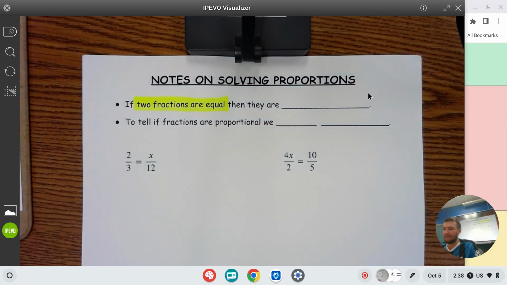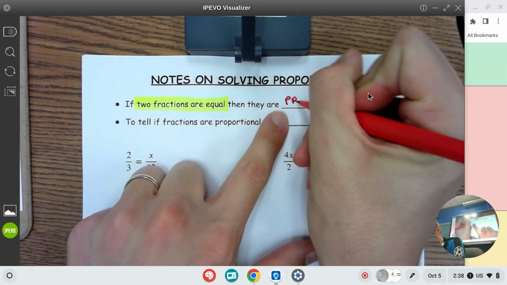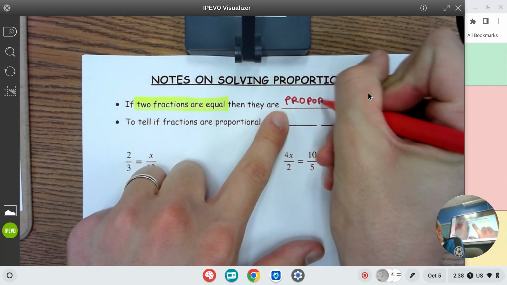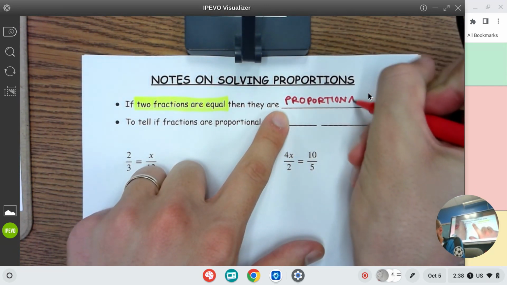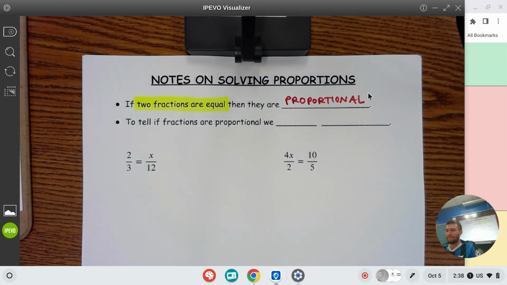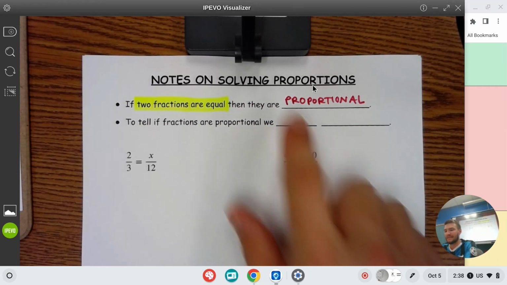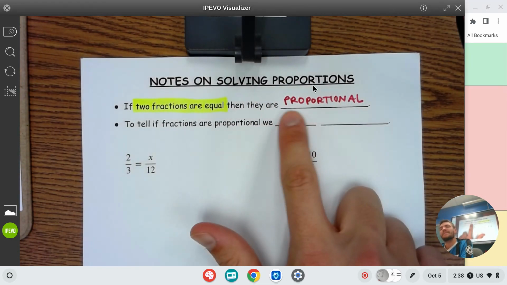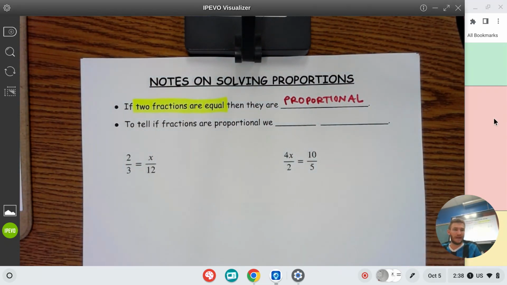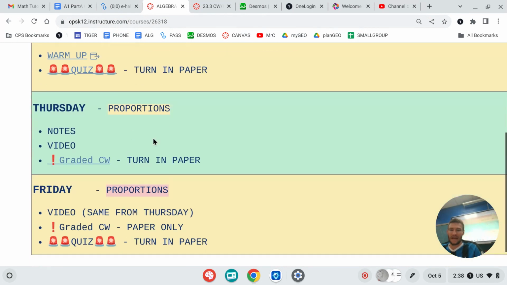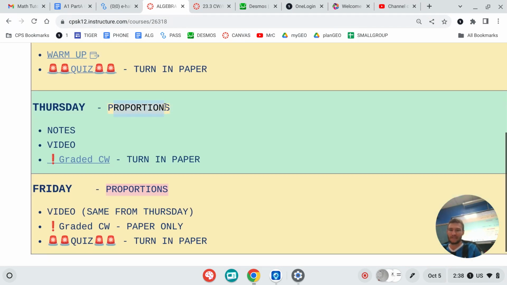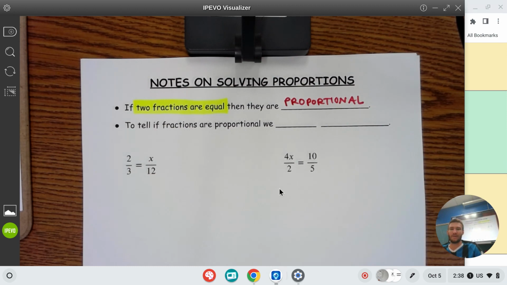So, if we're there, we use the word proportional, which isn't that important. It's just the vocab word, right? I mean, you see at the top, proportions. It's the same thing as proportional, right? I mean, you can see here, today, Thursday, it says proportions. So it's just a little vocab word. Don't worry about it too much.